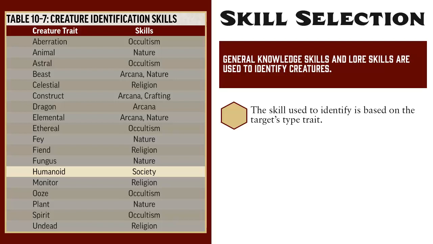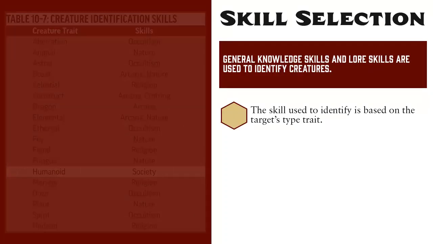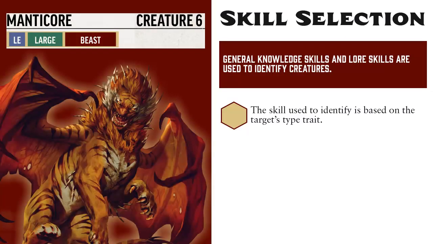And note that we're talking about the humanoid trait here, not the creature's shape. A zombie may have 2 arms, 2 legs, and a head, but they're not considered to be, quote, humanoids in game terms. So, for example, if players encounter a manticore, they could use either the Arcana or Nature skills to identify it, since manticores have the beast trait.